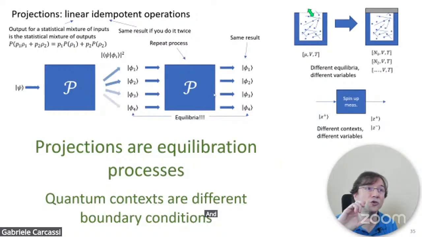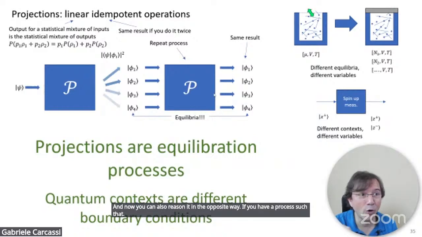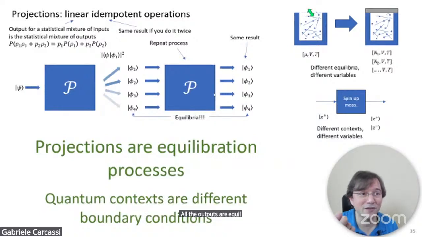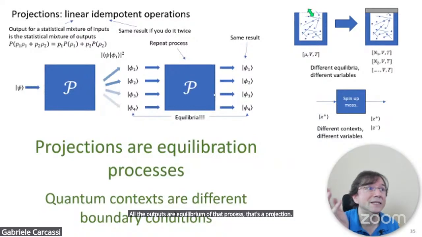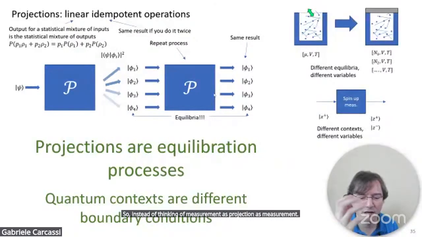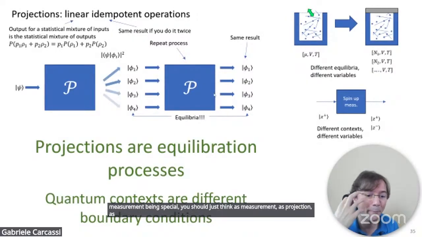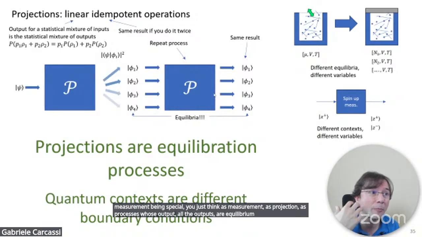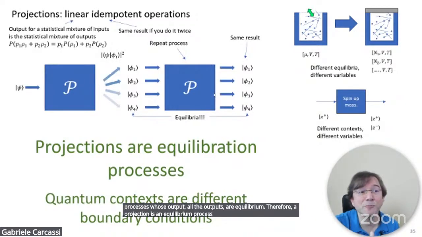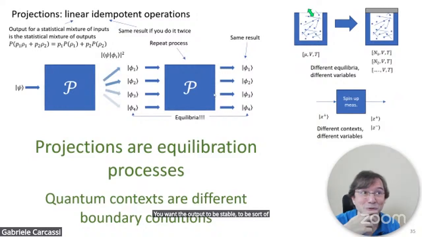And now you can also reason it in the opposite way. If you have a process such that all the outputs are equilibria of that process, that's a projection. So instead of thinking of measurement as special, you should just think of measurement as projection, as processes whose outputs are all equilibria. Therefore, a projection is an equilibration process, and a measurement is also an equilibration process, because you want the output to be stable, in a sense, for the measurement process to be repeatable.